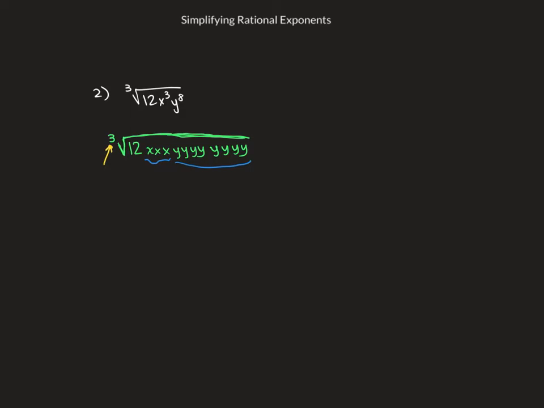The root is 3. So what we'll do is we'll group these variables into groups of 3. We have 1, 2, 3 x's, so that works. All the x's are gone. Now, 1, 2, 3 y's. And then 1, 2, 3 y's. And then we have 2 y's, but we can't group them because we don't have one more y to make 3 y's, so we can't group that.